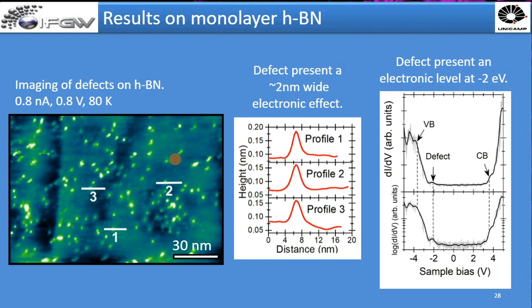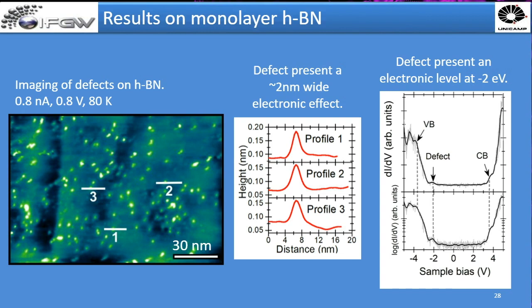And we could also make STS spectroscopy and see that this kind of defect has a state close to the valence band, close to -2 electron volts, which is then again interesting to start to study these defects. And of course, we aim to get atomic resolution images of these defects and better STS.